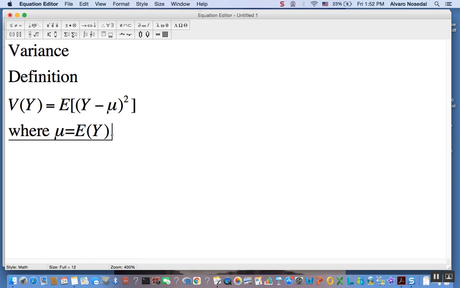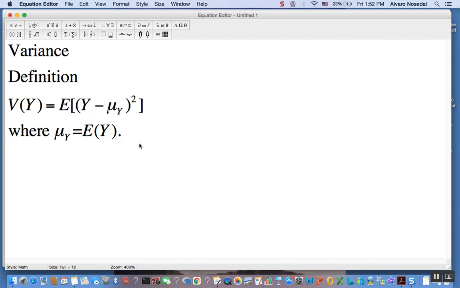And sometimes you're going to see this notation. If you want to be super specific, if you're dealing with more than one random variable, you use a subscript so you know which random variable you are referring to. Okay, so that's the definition of variance. As you can see, it's the expected value of a function of the original random variable y.